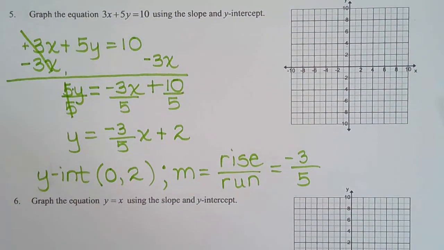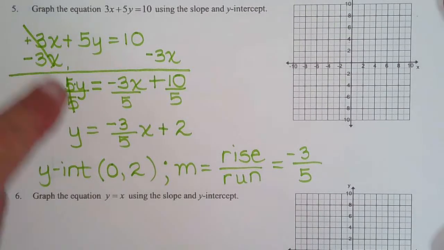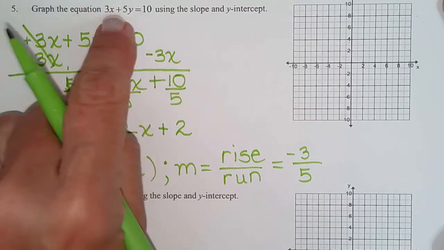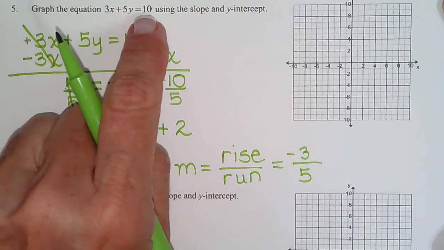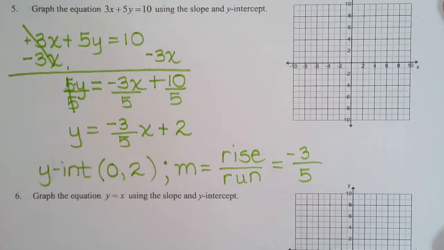So once you get it solved for y, then it's just like all the others. But as you can see, there's a couple steps you have to do in the beginning. You could never tell what the slope is or the y-intercept in this form. This is called standard form, by the way: Ax plus By equals C. So this is the form we need for graphing.